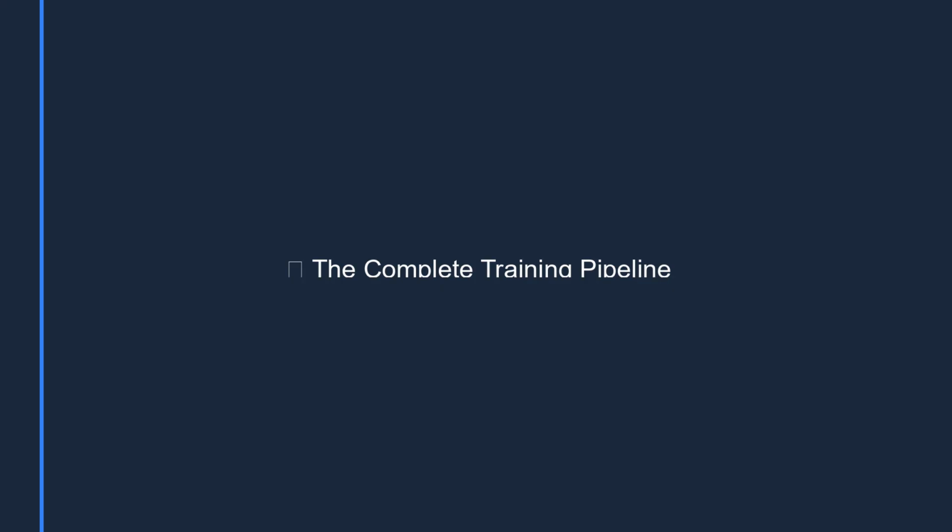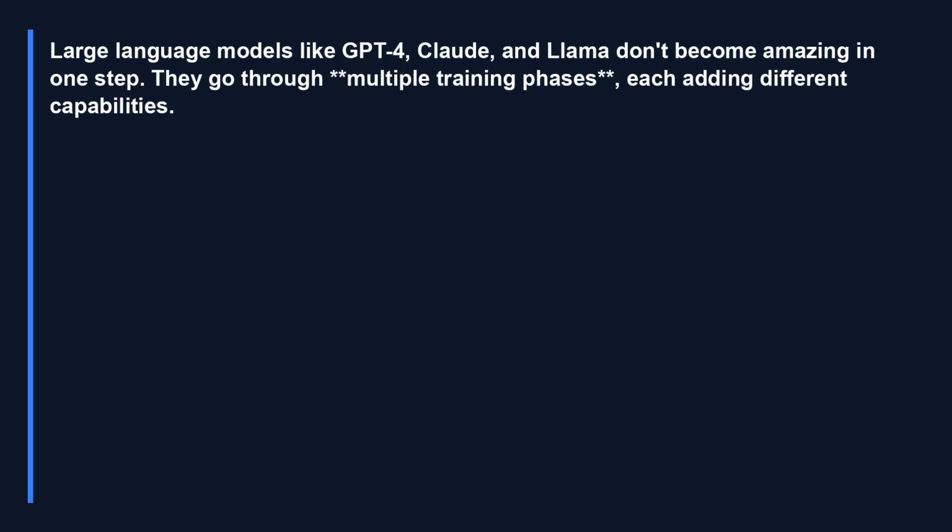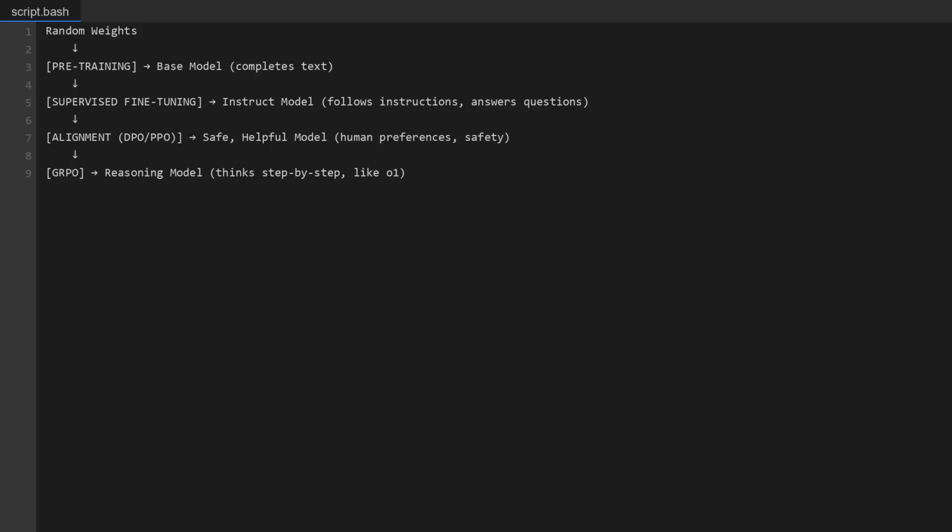The complete training pipeline. Models like GPT-4, Claude, and Llama don't become capable in a single training run. They go through a sequence of distinct phases, and each phase is responsible for a different kind of capability. Understanding this pipeline is what separates engineers who fine-tune effectively from those who just run scripts and hope for the best. Here's the full arc of how a model gets built.